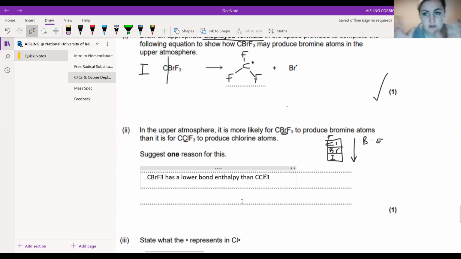It's only worth 1 mark. They're not looking for too much more. So I hope that made sense. If you know your bond enthalpies, you'll know that this guy is more likely to be broken off and to form that than this. I know chlorine radicals do form, but bromine will more readily be produced, because of the bond enthalpy.